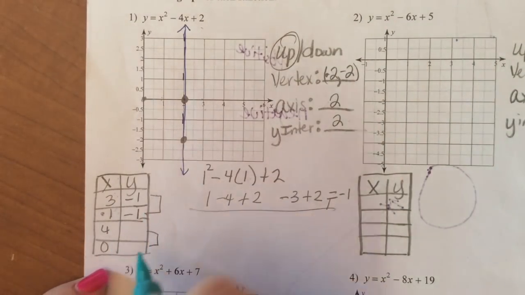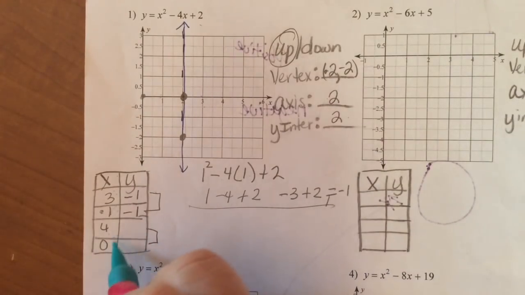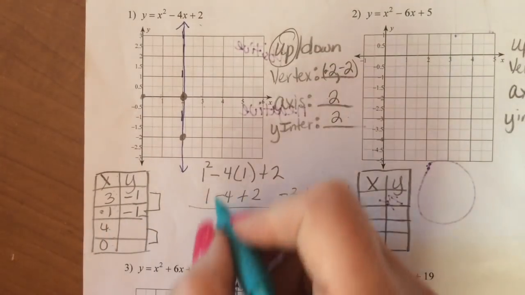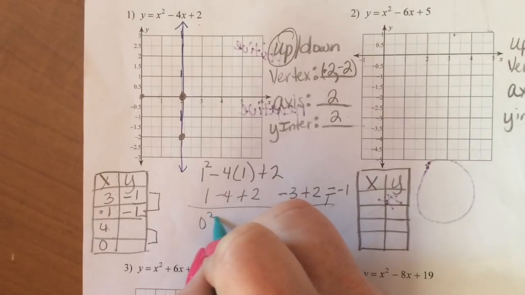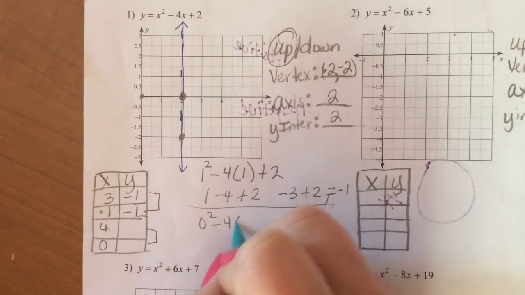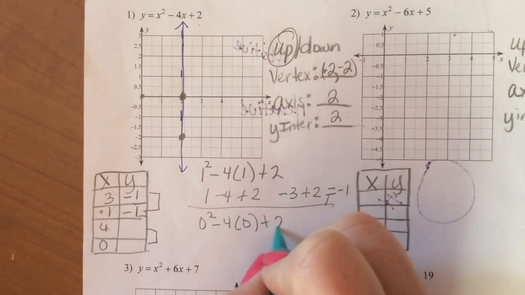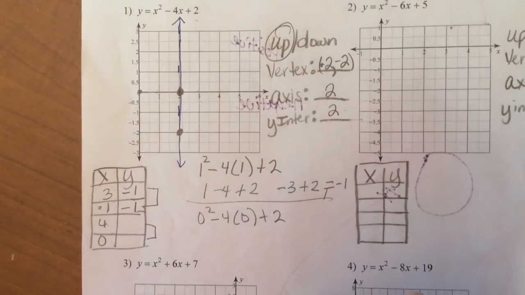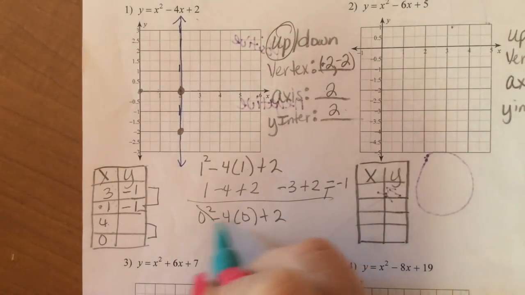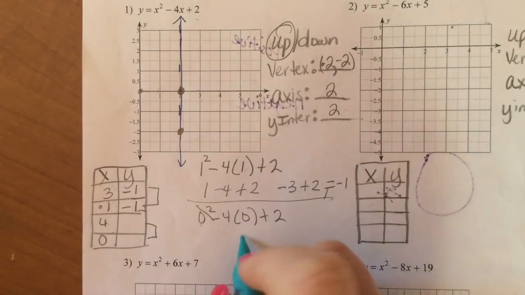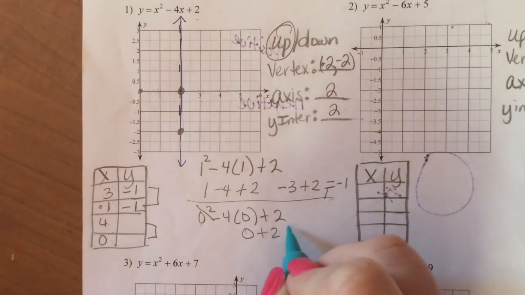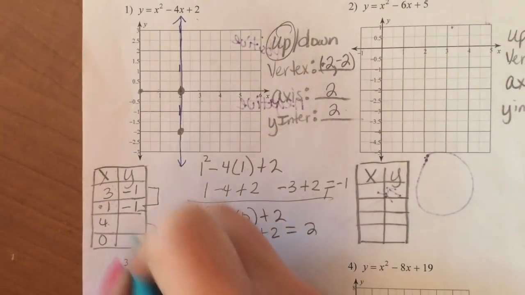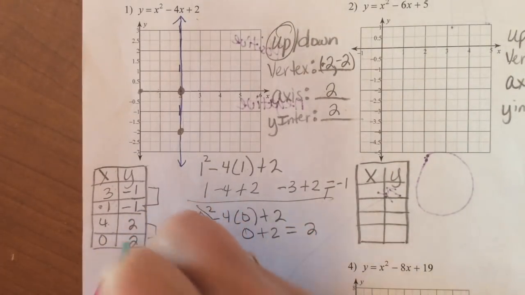Now we're going to go down here and do the same thing. Me, I'm going to go with 0 instead of the 4. Once again, plug it in. 0 squared minus 4 times 0 plus 2. Here's why I picked 0. This is gone because 0 times 0 is 0. This is -4 times 0, which is 0. So it becomes 0 plus 2, and it's just going to be equal to 2. So these two are a 2.